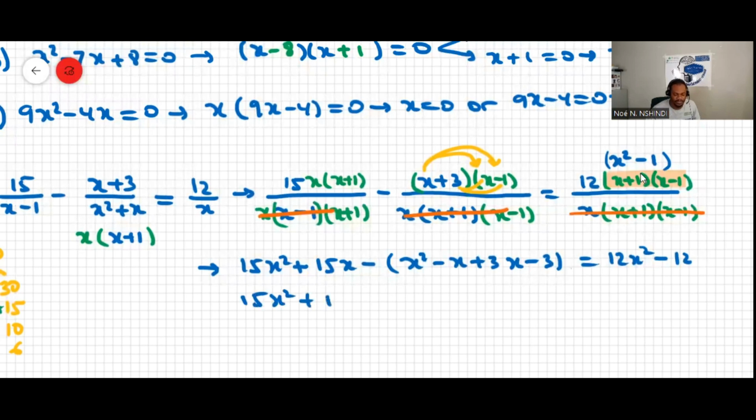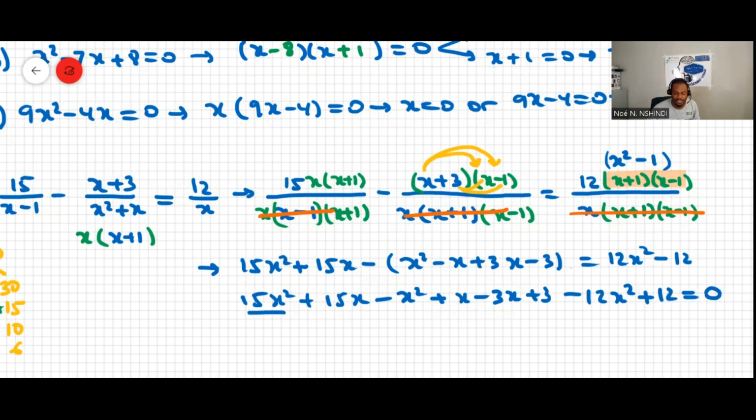So now this will be 15x squared plus 15x minus x squared minus x squared plus x minus 3x plus 3. This will be equal to... okay, if I move the 12x squared here, it's going to be negative 12x squared plus 12 equals 0. So now we have this minus that makes what? 3x squared. Okay, no, let's underline all the terms that end with x squared.